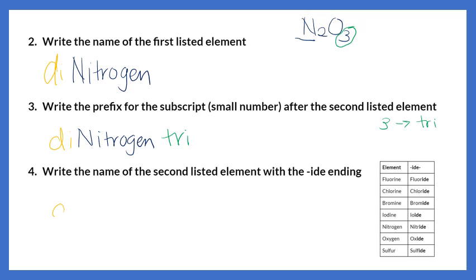So far we have dinitrogen, tri, and now step 4 says to write the name of the second listed element with the "ide" ending. Where our second listed element is oxygen, so we're going to find oxygen and write oxide. And this is our answer. N2O3 is dinitrogen trioxide.